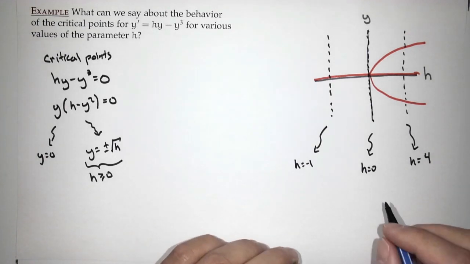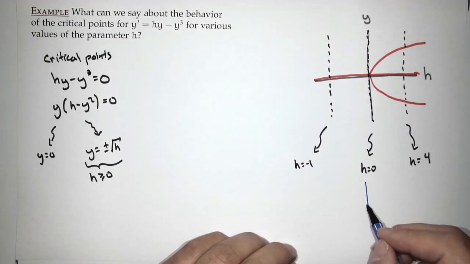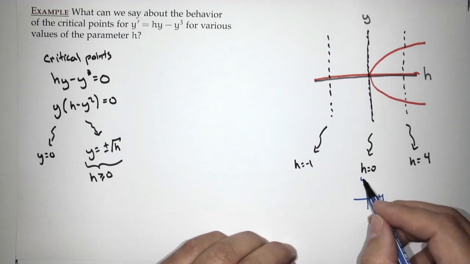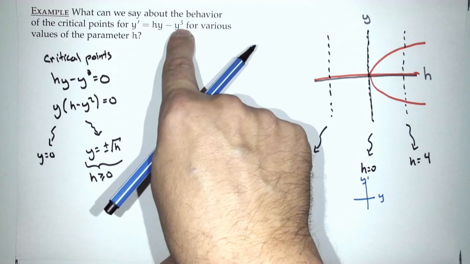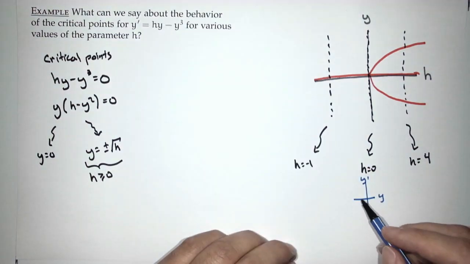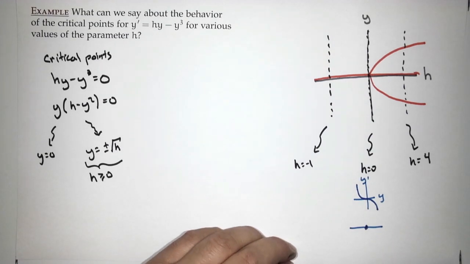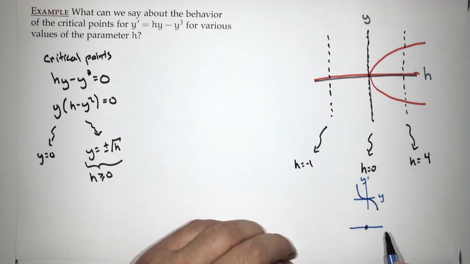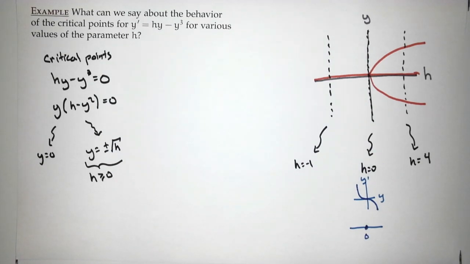All right. So if we were to draw our diagrams where we had before, where we had the y and the y prime, well, when h equals zero, we have zero minus y cubed, because that just goes away. So it looks like a y cubed function just turned upside down. So in terms of our phase diagram, what can we say about this point? Stable, unstable?